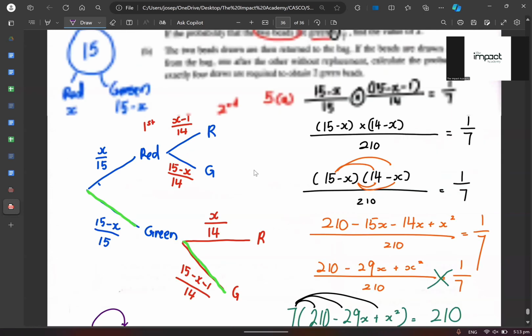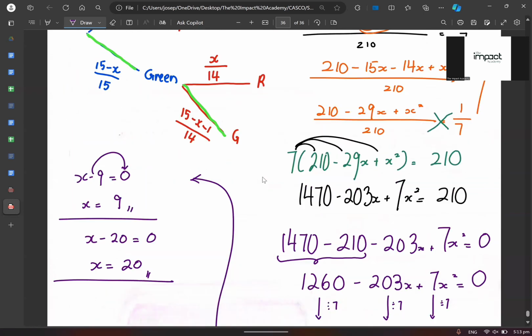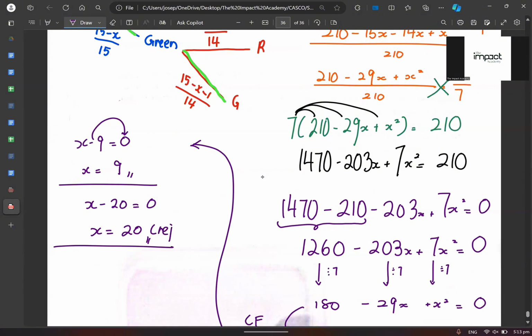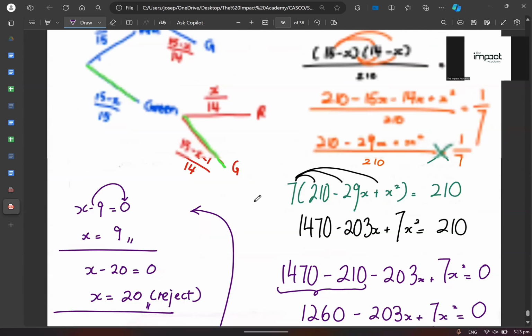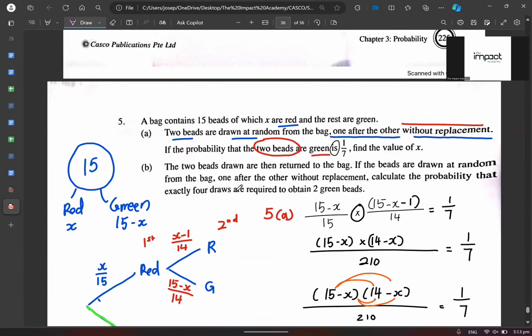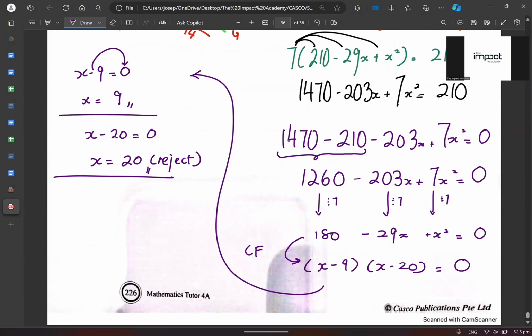You know why? I think I'll reject 20. Why are you rejecting 20? There are only 15 B's. Correct. So you reject it because the total is only 15, correct or not? Therefore, in this situation, your answer for part A has to be 9. Am I making sense? So the value of x has to be 9, which is this one over here.